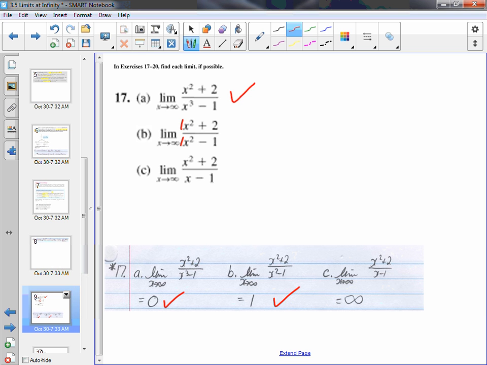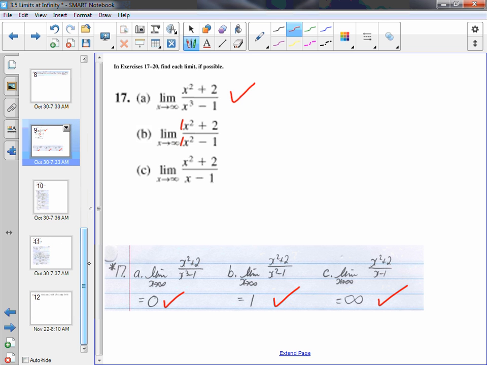And then for part C, notice that the degree of the numerator is greater than the degree of the denominator. So according to our guidelines, the limit of that one equals infinity. Or you can ignore the guidelines and work all those out. We ready to move on?